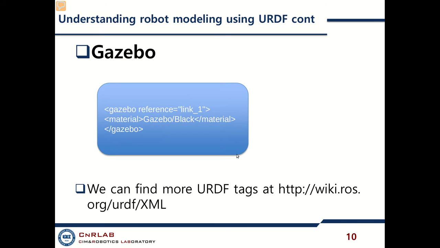Then we have gazebo. This tag is used when we include simulation properties of the Gazebo simulator inside URDF. We can use this tag to include Gazebo plugins and Gazebo material properties and so on. The following shows an example using the gazebo tag, which is here. We can find more about URDF tags at wiki.ros.org/urdf/xml.